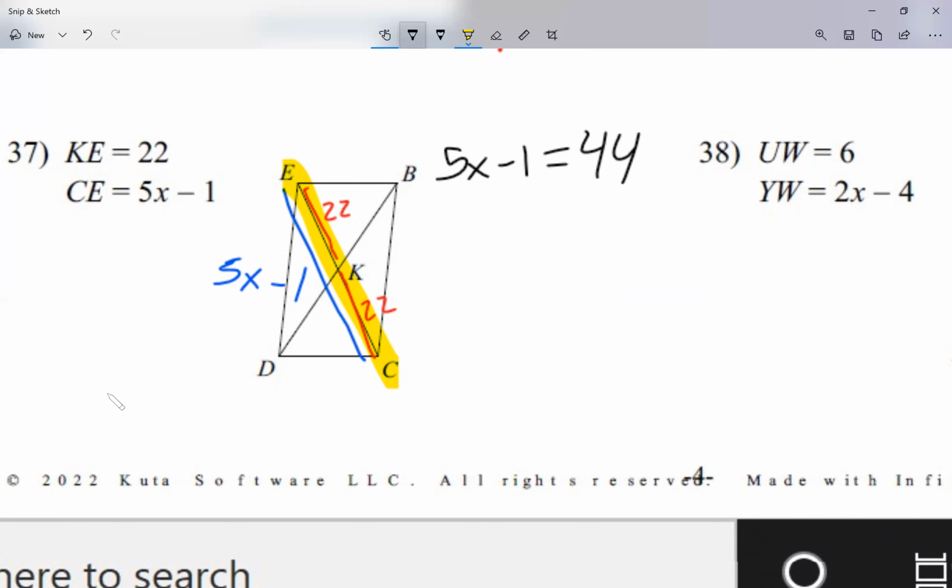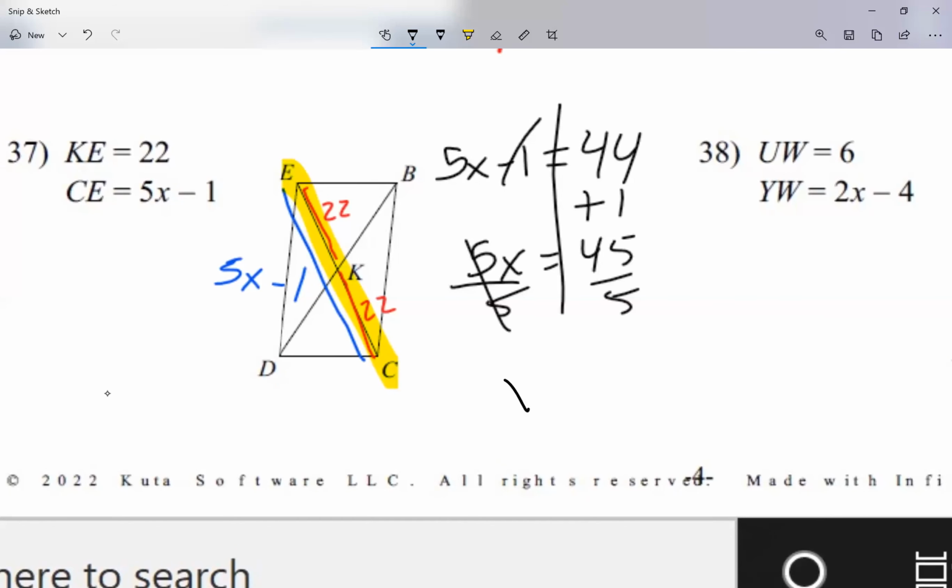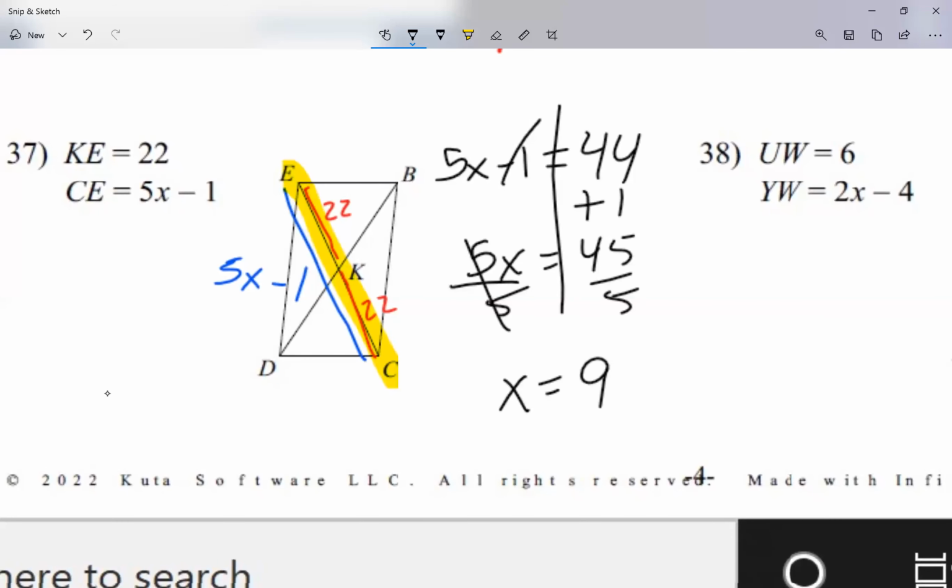Okay. Then let me separate them through the equal sign. This minus 1, let me move it to the other side as a plus 1. So I get that 5x is equal to 45. To get x by itself, let's divide both sides by 5. So x is equal to 9.